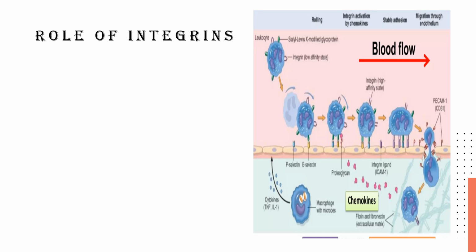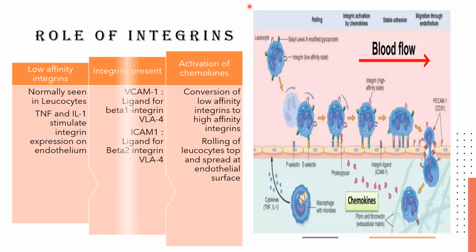We now understood what is the role of selectins in inflammation. Let us try to understand what is the role of integrins in inflammation. Normally, leukocytes have the integrin in a low affinity state. The cytokines that I previously mentioned, TNF and IL-1, will stimulate the integrin expression in the endothelium. Now you must remember that every integrin has a ligand for itself. Like for example, the ligand for beta-1 integrin VLA4 is VCAM1 and the ligand for beta-2 integrin is ICAM1.